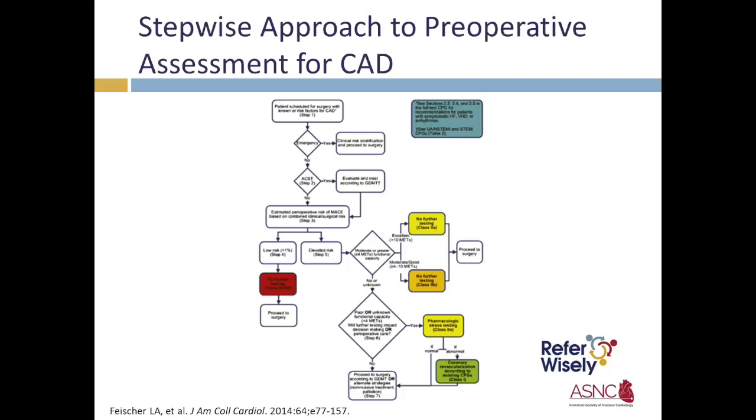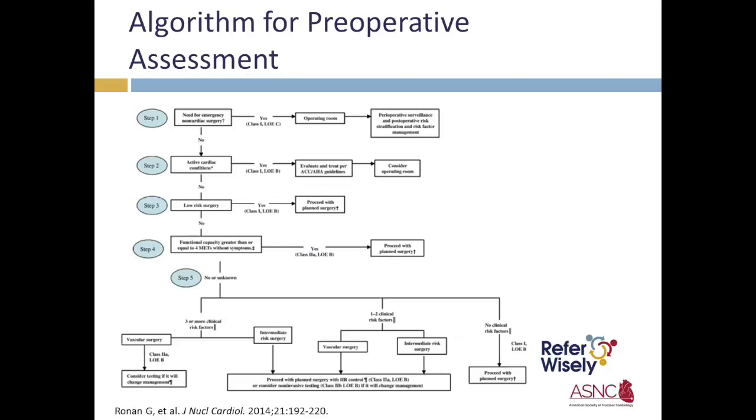When we look at the stable ischemic heart disease guidelines, we also have algorithms for assessment of preoperative cardiovascular risk, and that is shown on the next slide. So here we can see the algorithm for preoperative assessment based on the ACC, AHA, ASNC stable ischemic heart disease guidelines.